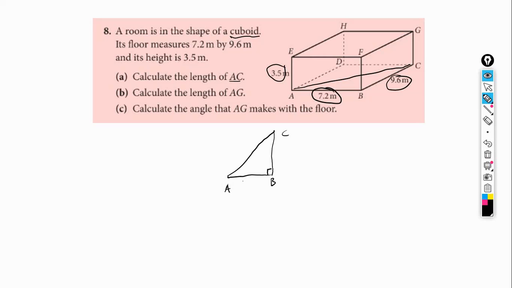And we know that AB is 7.2 and that BC is 9.6. Therefore, AC is a hypotenuse. So AC has to equal the square root of 7.2 squared plus 9.6 squared. So we're going to need the calculator to do this.